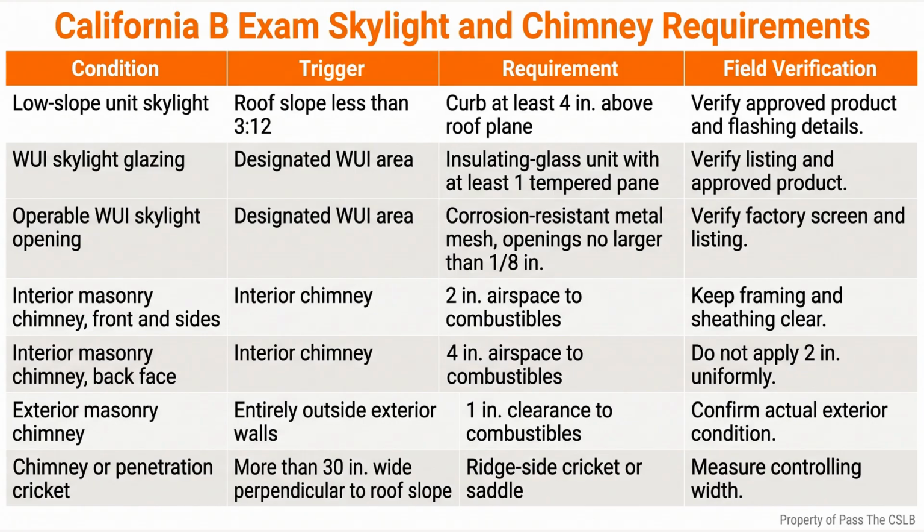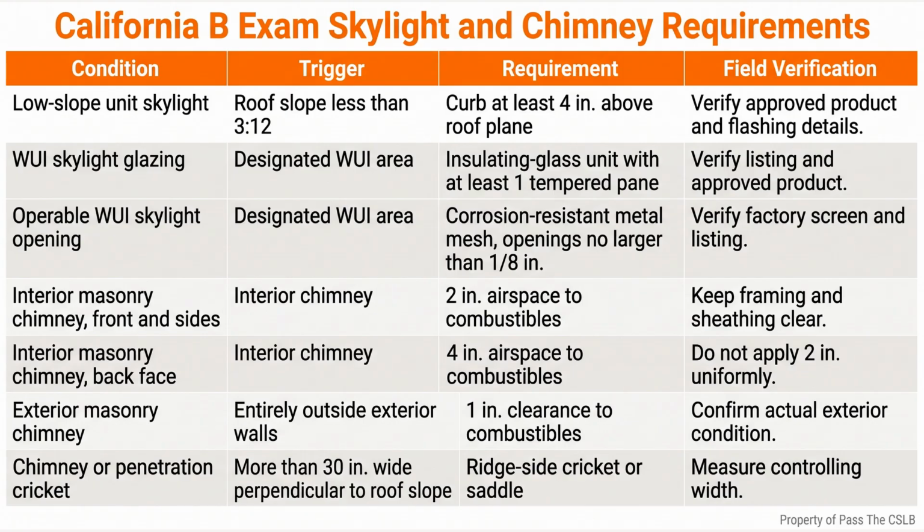The second chimney check is the cricket, or saddle. A cricket is required on the ridge side of a chimney or penetration that is more than 30 inches wide when measured perpendicular to the roof slope. That measurement direction matters. I measure the width that blocks water moving down the roof, not whichever dimension is easiest to reach. The cricket redirects drainage around the obstruction. Without it, water and debris can collect at the uphill face and stress the flashing area.